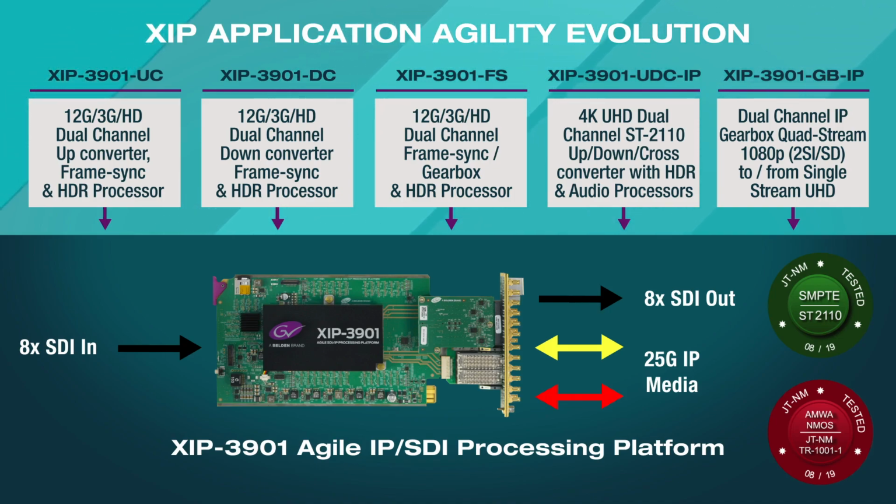The new XIP 3901 UDC IP application is the IP equivalent with dual 25 gigabit Ethernet SFP ports, providing full redundant stream capability and hitless switching. This new IP application allows existing owners to reuse the module to migrate from SDI workflows to IP. Furthermore, its IP interfacing is all based on open standards, such as SMPTE ST 2110, ST 2059, and NMOS IS-04 and IS-05, and it's fully JT-NM tested.